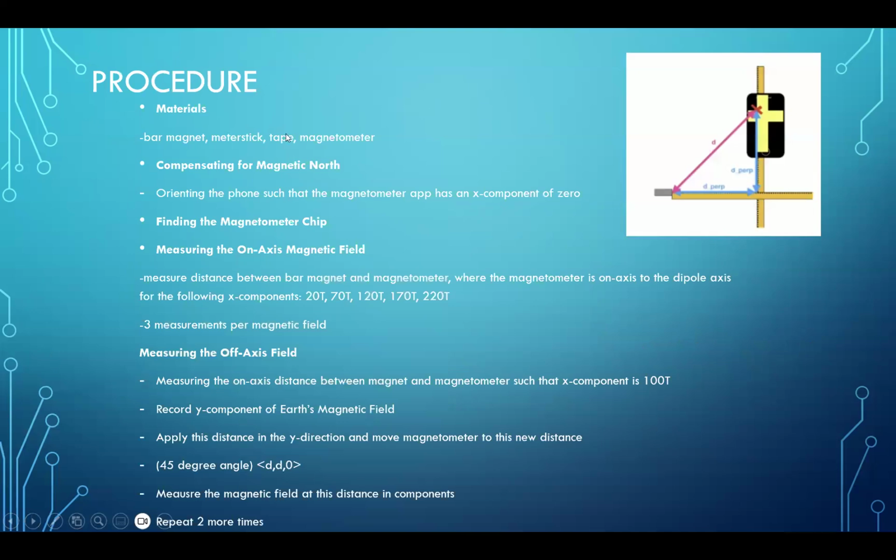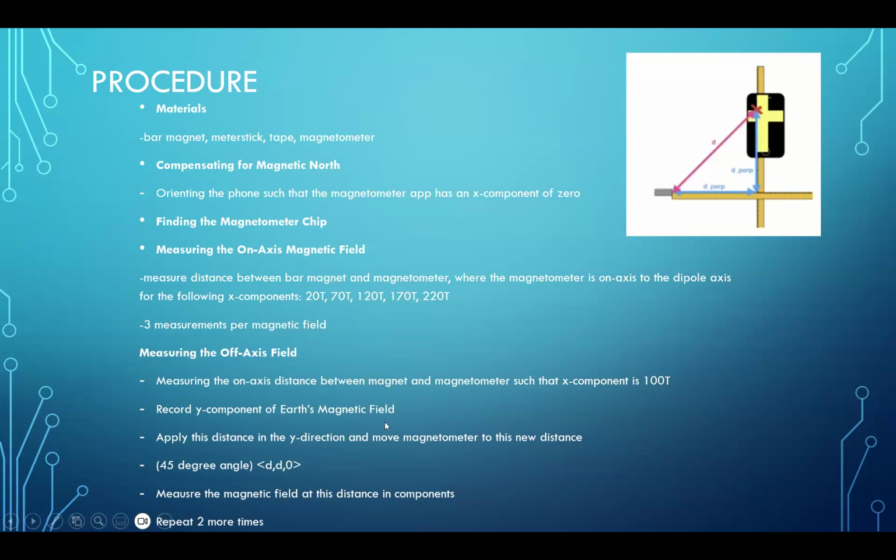Our materials are a bar magnet, meter stick, tape, and a magnetometer, which we used in our phone. We had to compensate for magnetic north and orient the phone such that the app read an X component of 0 for the magnetic field. We had to find the magnetometer chip and then measure the on-axis magnetic field. So as we move the phone closer and closer to the bar magnet, we can see that the magnetic field was increasing. We had to take 3 measurements per field.